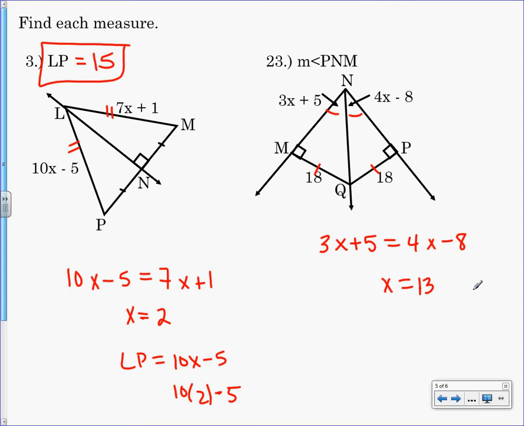Okay. Is that what they wanted? No. They want PNM, which is this one. The whole thing. What do you want to do? Yes, you could plug it into one of these angles and double it. You could plug it into the other one and double it. Or plug it into both and add, right? You do whatever you want to do. So everybody pick a method. Plug it into one and double. Plug it into the other one and double. Or plug it into both and add. Totally up to you.